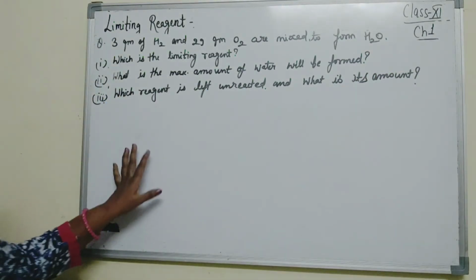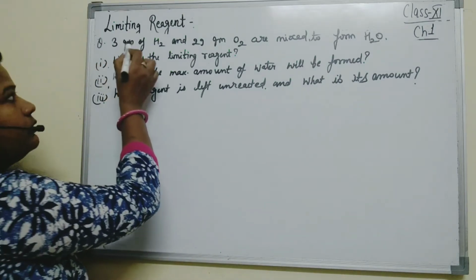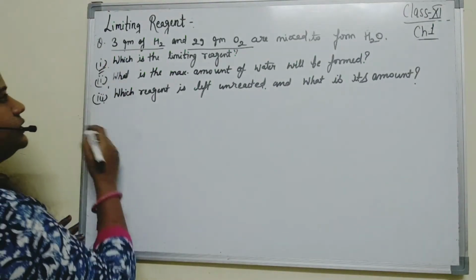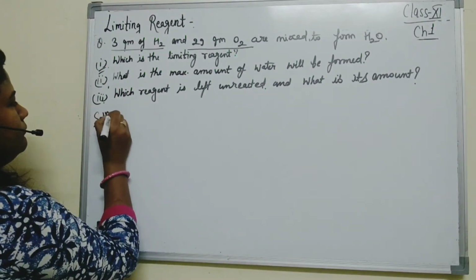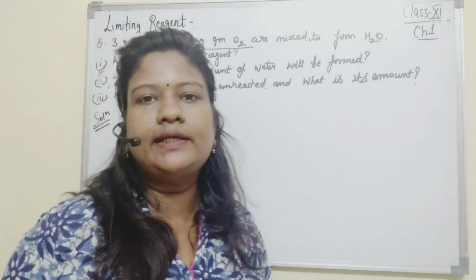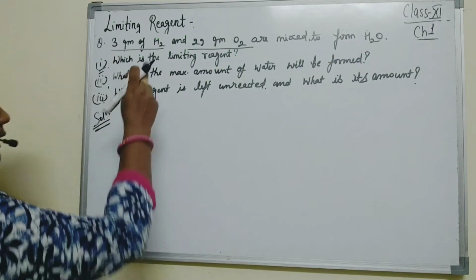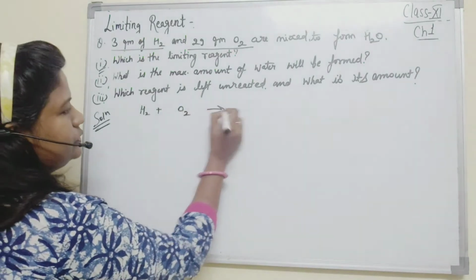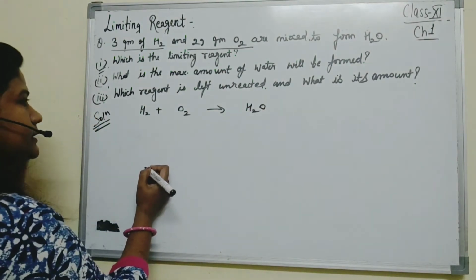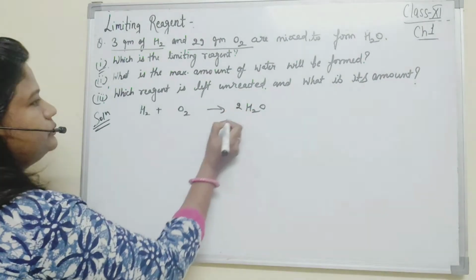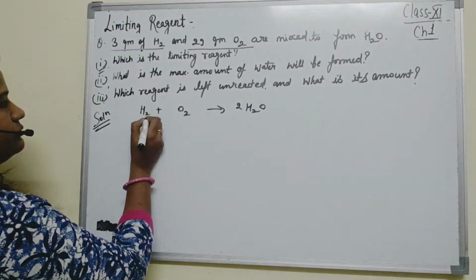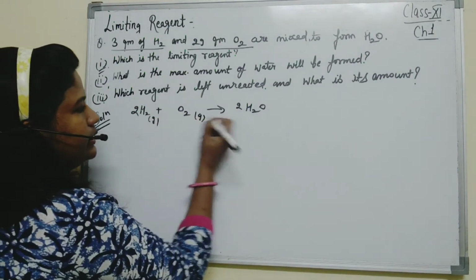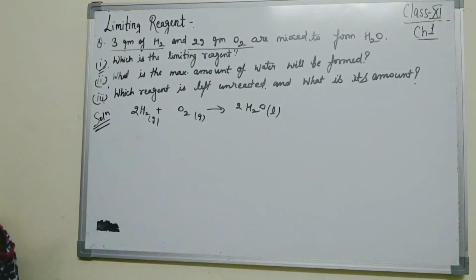Okay. So the question is, 3 gram of hydrogen reacts with 29 gram of oxygen. First of all, we have to write the equation. In this reaction, hydrogen is reacting with oxygen. So H2 plus O2 gives H2O. Okay, we will balance it. 2H2O. Therefore, 2 oxygen here, 2 to 4, so we will write the 2. Okay, this is the balanced equation.